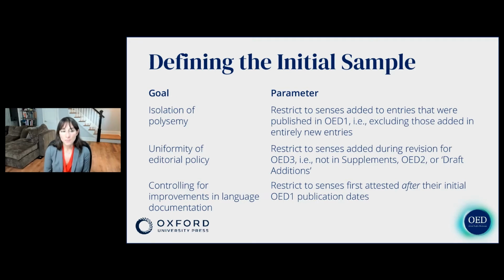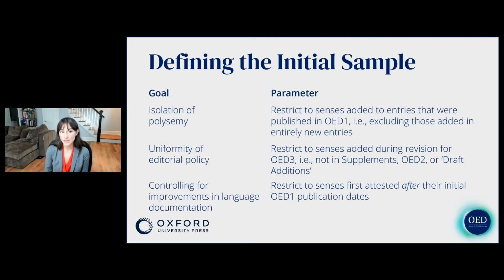And so I restricted the sample only to senses that were added to existing entries, to exclude those that fell under completely new entries. The second goal: anybody who has thumbed through a first edition of the OED will see, in some cases, significant differences, as the publication was completed over the decades, in how different letters were treated editorially. And so uniformity of editorial policy, in terms of the organization of the entries and the different classifications of words versus compounds, for example, is very important to having a uniform data set.